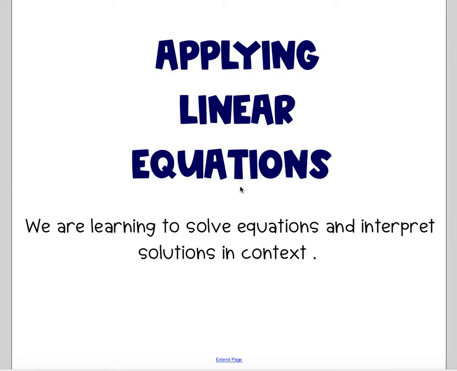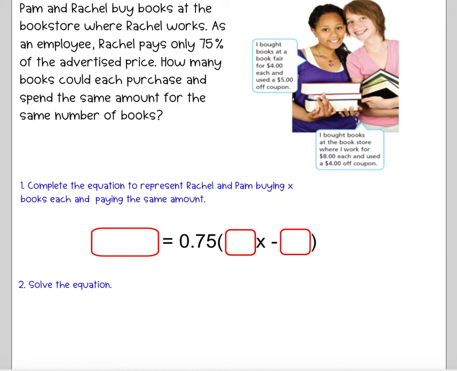Hi everyone! In this video we're going to talk about applying linear equations. So the learning goal is we are learning to solve equations and interpret solutions in a context. So let's take a look at example number 1.